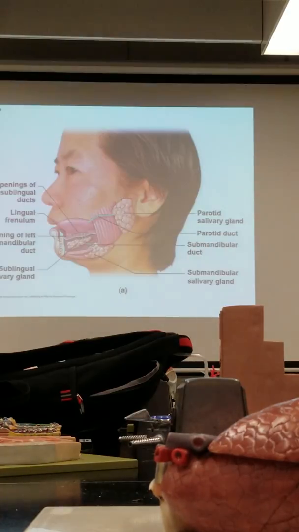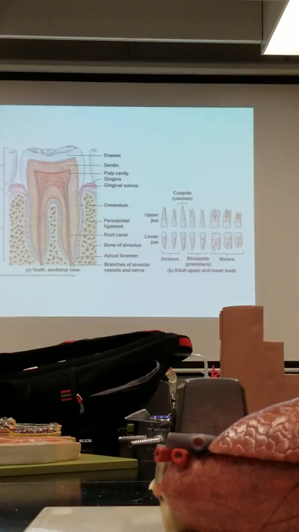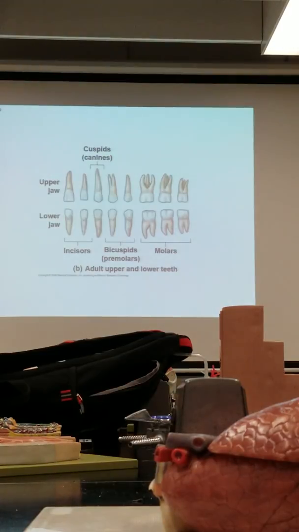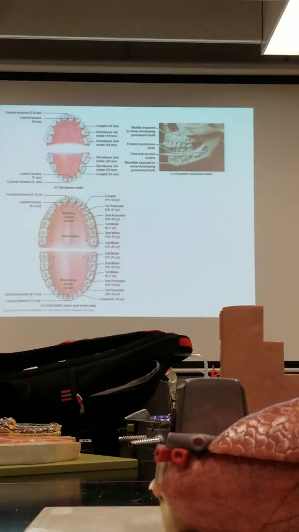Here they are, nice bigger shot here, guys. Parotid, sublingual, right underneath the tongue, and the submandibular guys down by the mandible, okay? Next thing we're gonna look at, guys, are the teeth, okay?